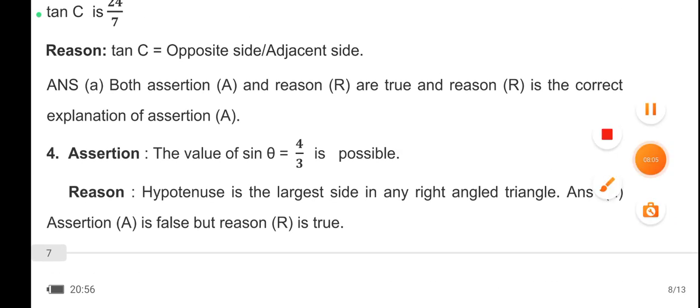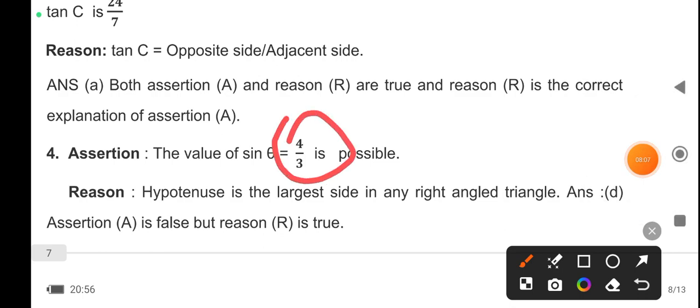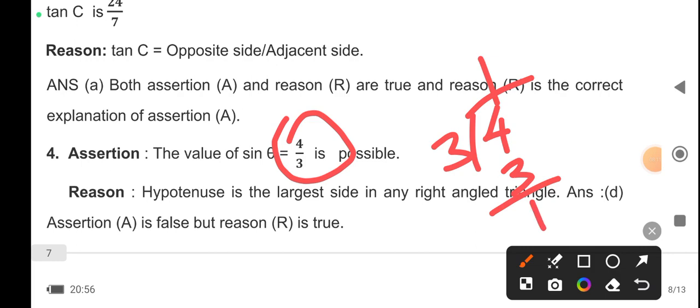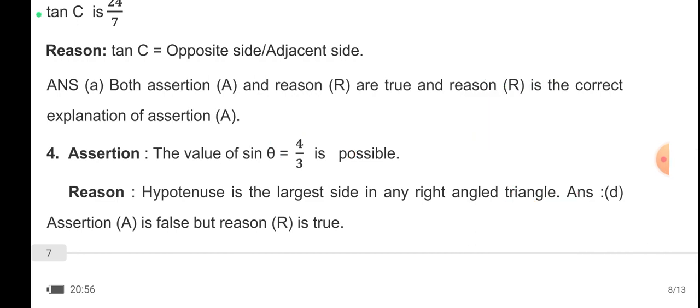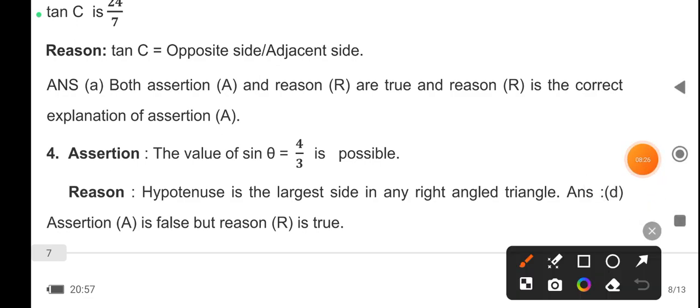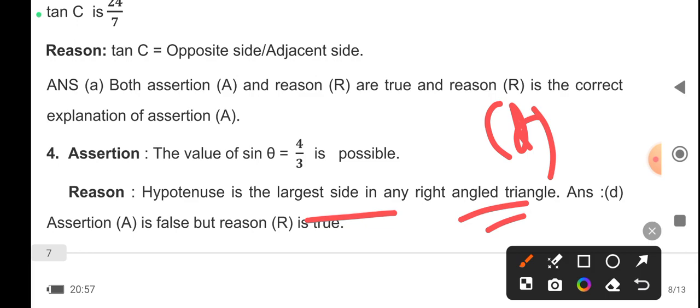Then question number 4. Is sin theta equal to 4 by 3 possible, they are asking? It's not possible, because 4 by 3 is 1.3. We know the maximum value of sin theta itself is 1, so we won't have a chance of getting 1.3. So the assertion is wrong. Once the assertion is false, the reason will be true only. Anyway, we can check: the hypotenuse is the largest side of the triangle. So option D is the correct one. Kindly check and tell me, children.